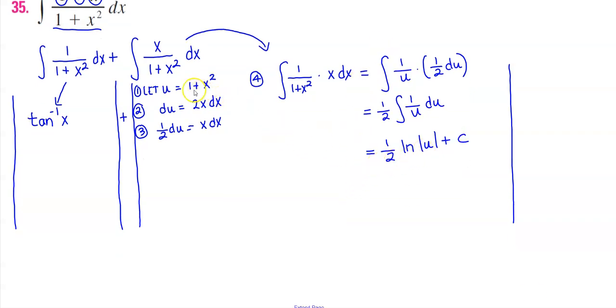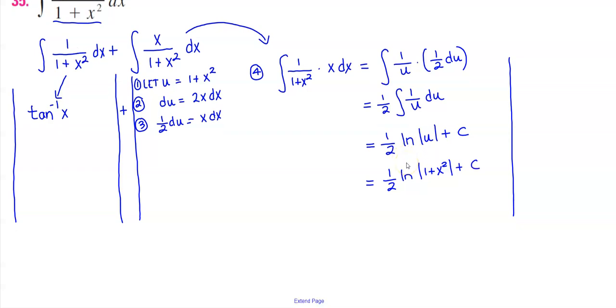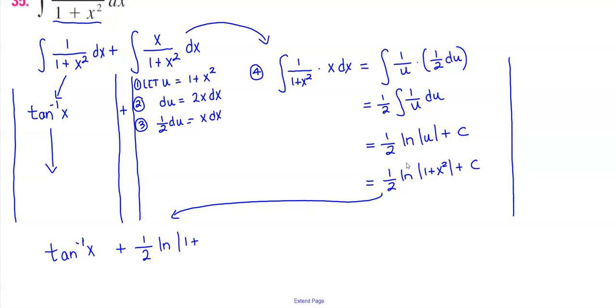So now we're going to substitute what we have for u, which is 1 plus x squared. So we get 1/2 times the natural log of the absolute value of 1 plus x squared plus c. So now if I come down here, we're going to have the tangent inverse of x, and then we're going to add 1/2 times the natural log of the absolute value of 1 plus x squared, and then plus c. And so therefore, this becomes our result.